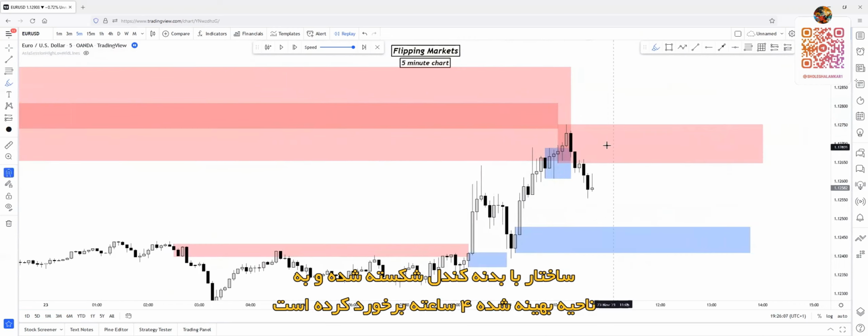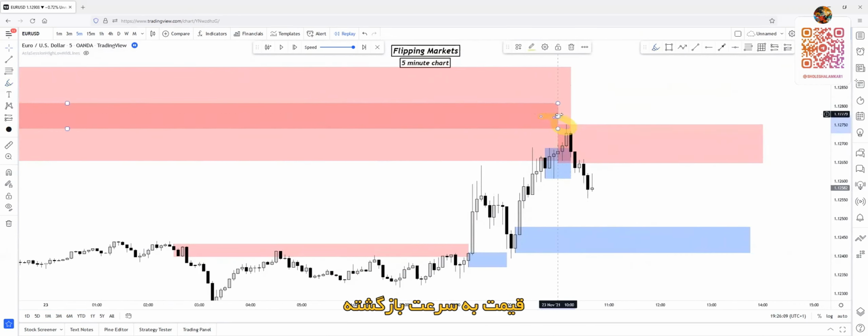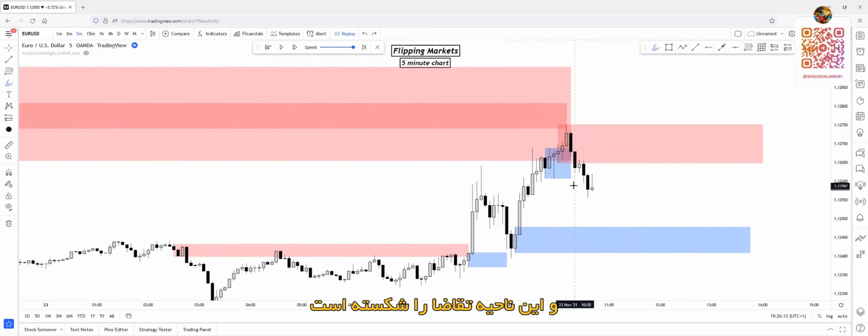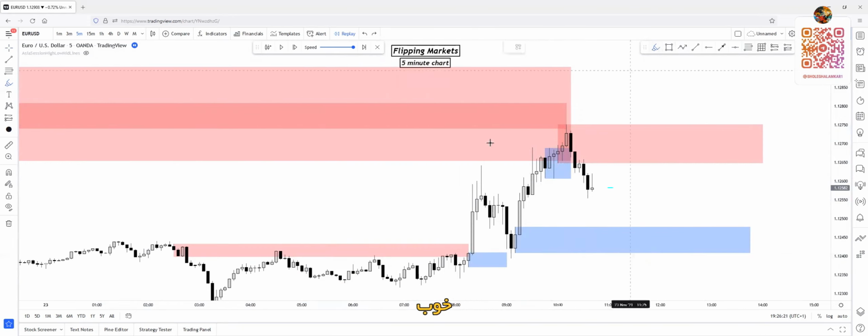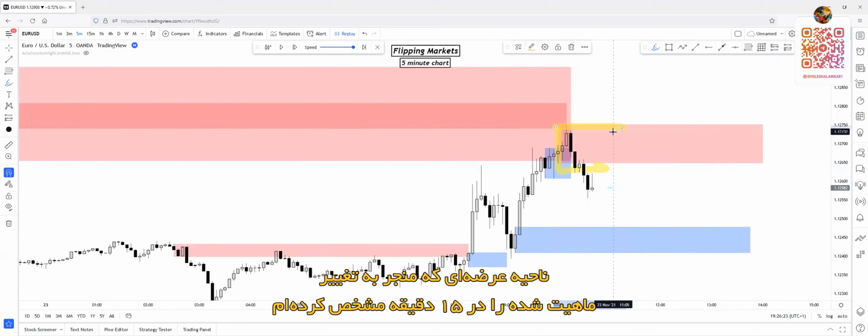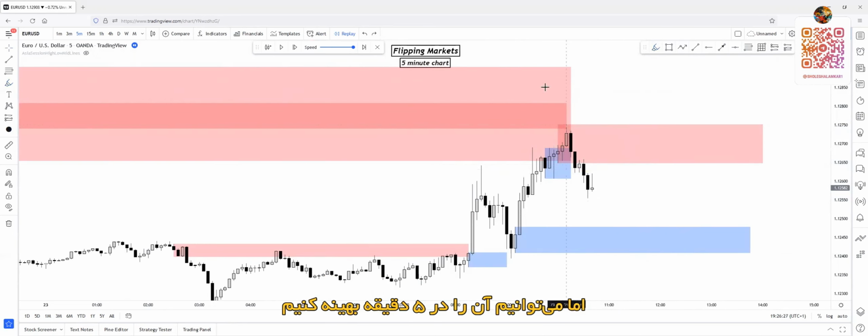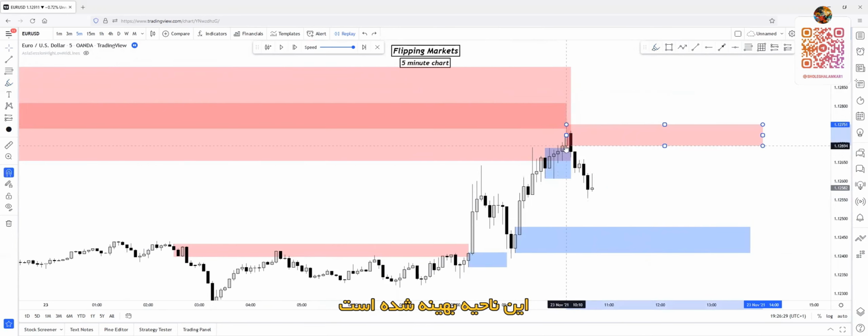And after a tap of this 15-minute supply zone, price reversed and changed character immediately and broke through the demand zone, as you can see. So if your demand zone breaks, a supply zone will be opportunistically formed, as you may know. So I marked out on the 15-minute this supply zone as our character changing supply zone, but we can refine this on the 5-minute also. So this is our refinement.